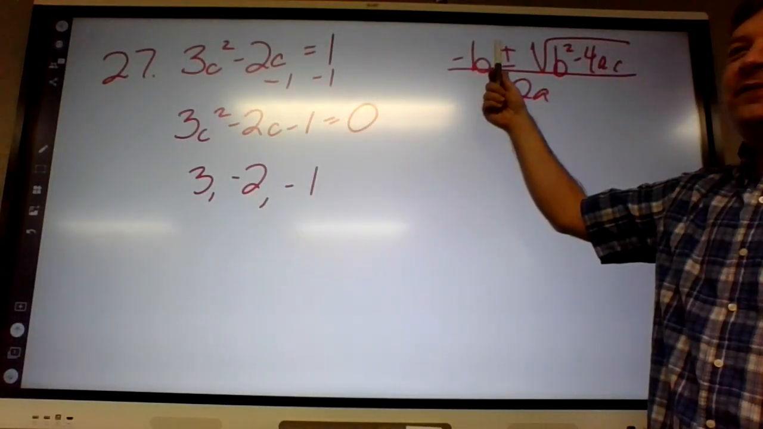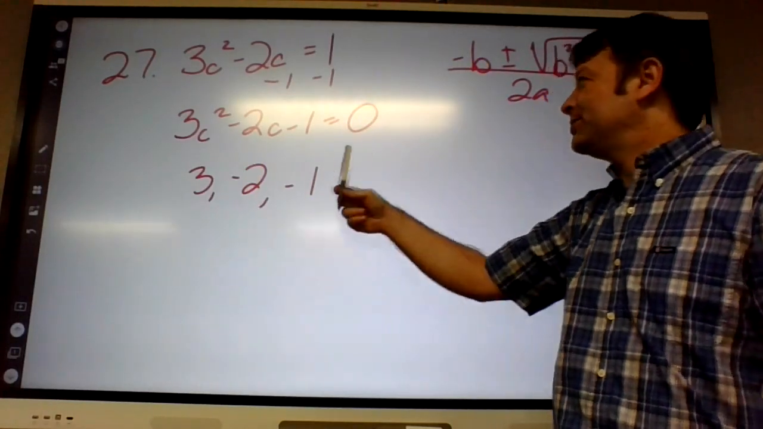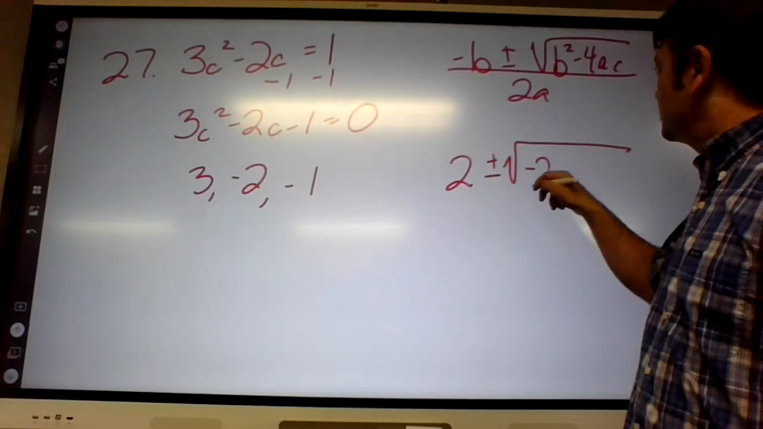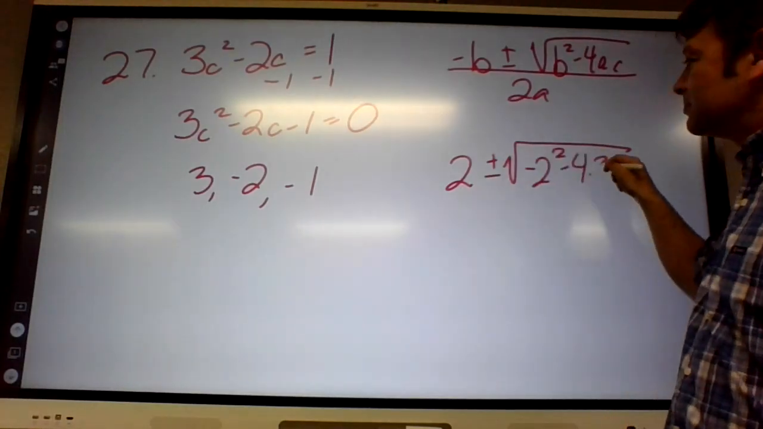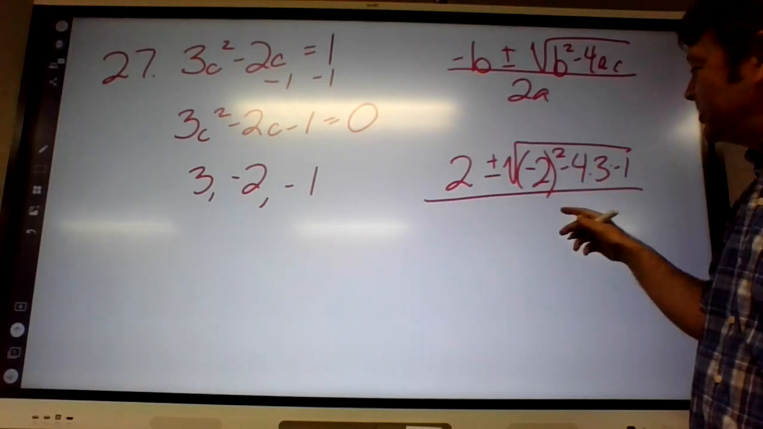Negative B, so it's just 2. B is -2, so it's 2. All right. What am I about to do wrong? You need parentheses. You need to square the negative.